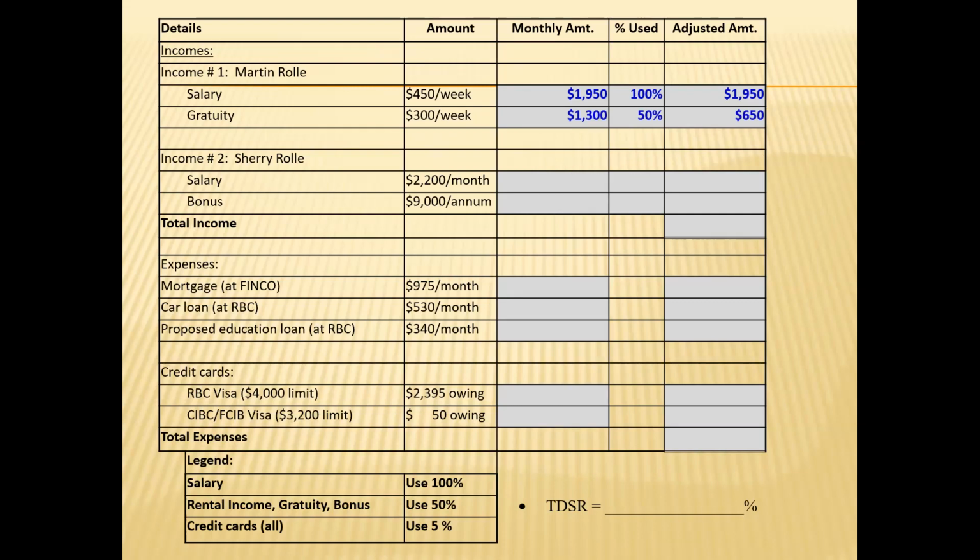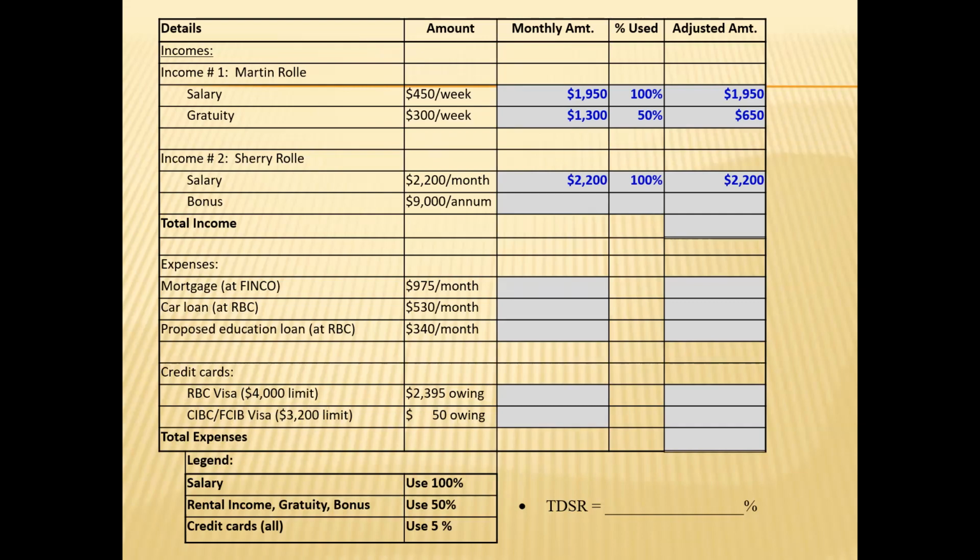Okay, so let's look at Sherry Roll's salary, 2,200 per month. What goes in the monthly column, the percentage used, and the adjusted amount? Give me those three figures. It'll be the same 2,200, 100%, and the adjusted amount will be the same as the monthly amount. Okay, great. Now, what about the bonus? How do we deal with the bonus?